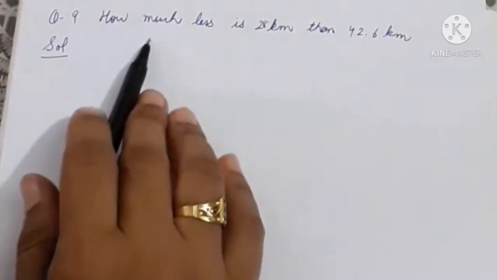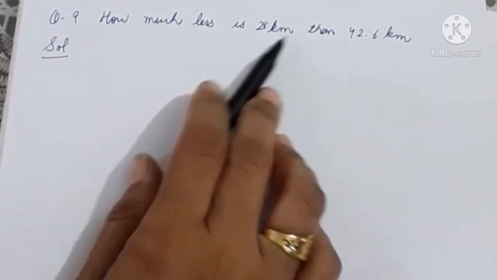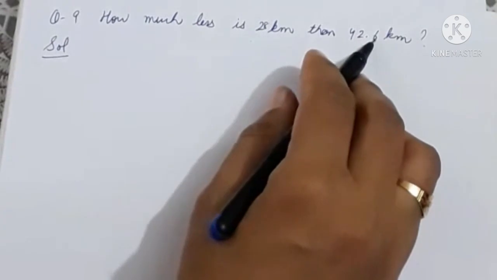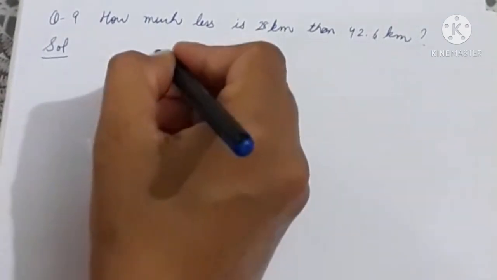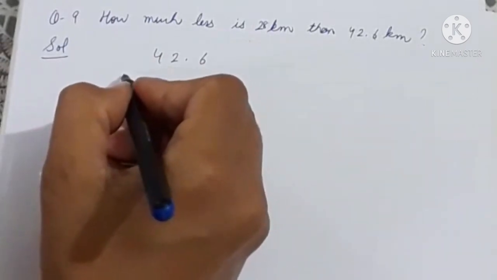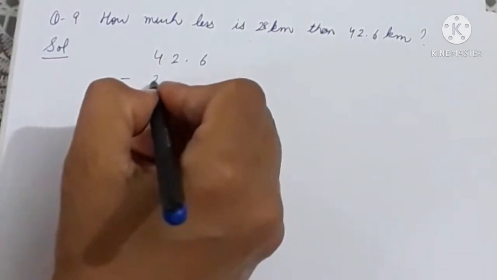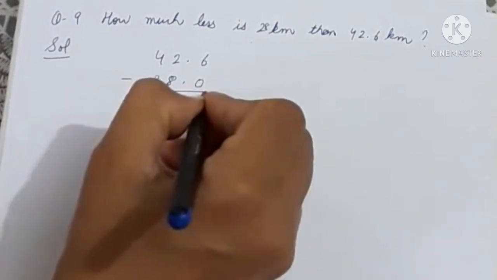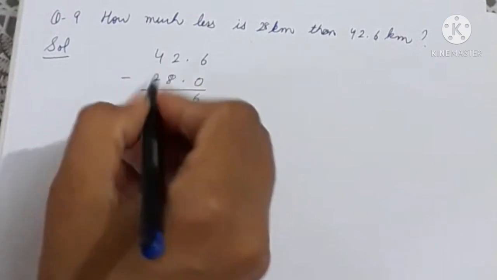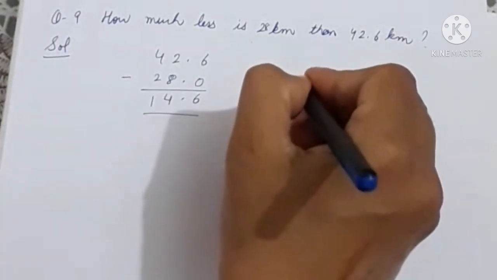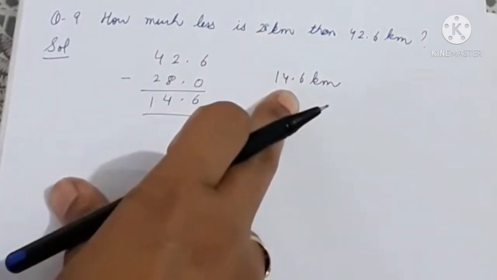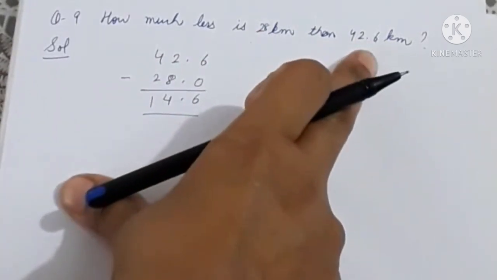Question number 9 is, how much less is 28 kilometers than 42.6 kilometers? This is how much less than this. It's straight away a question of subtraction, meaning I have to subtract 28 from 42.6. So I will write 42.6 minus 28.0. You subtract it: 6 minus 0, 6; 12 minus 8, 4; 3 minus 2, 1. So it is 14.6 kilometers. So 28 kilometers is 14.6 kilometers less than 42.6.